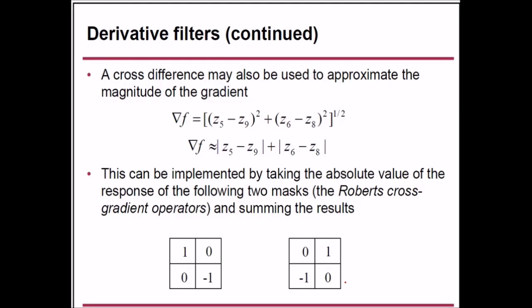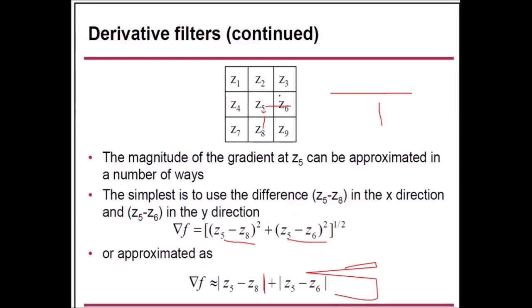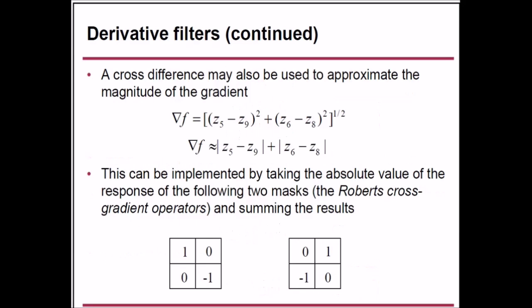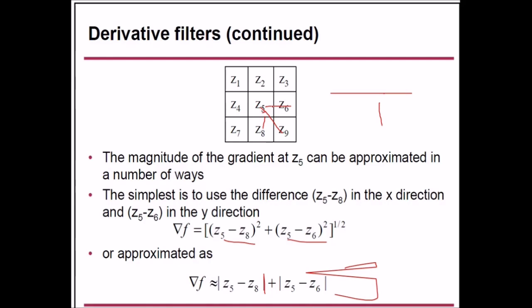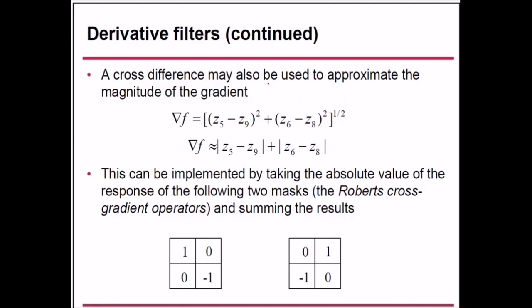The cross difference may also be computed to approximate the magnitude of the gradient, that is z5 minus z9 and z6 minus z8. This is known as a cross difference, just for approximation. It can be implemented by taking the absolute value of the response of the following two masks and summing the results. This is called the Roberts cross gradient operator.